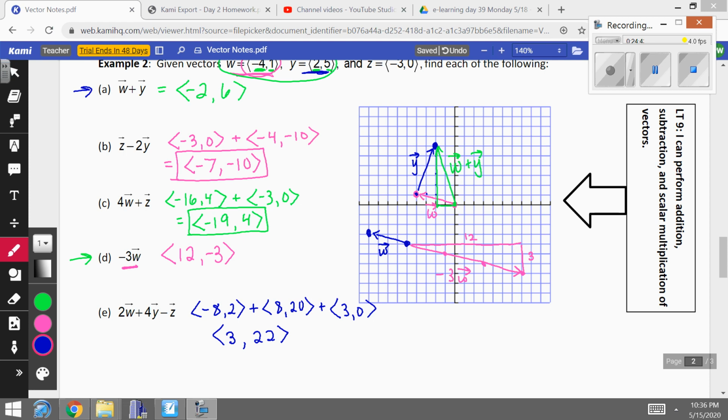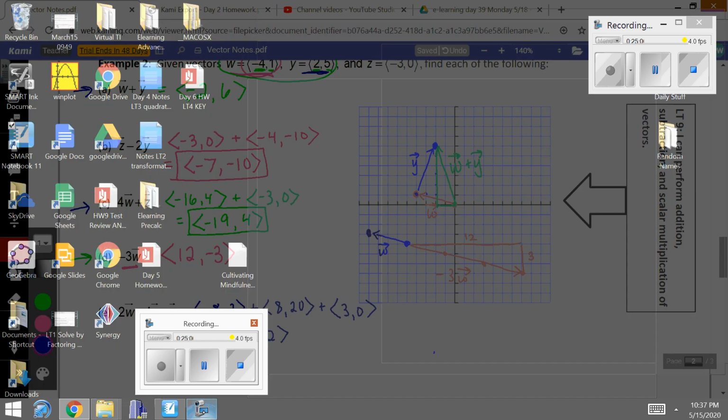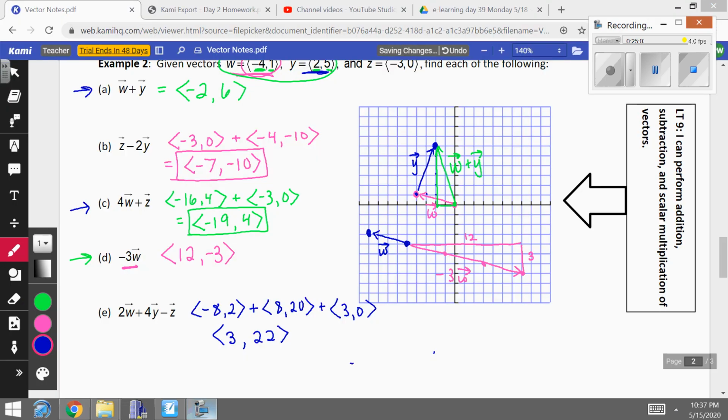All right, I filled in my answers for these couple here. If I did 4 times W and then added on Z, we should have gotten negative 19 and 4. And then I filled in the rest of these, so 2W and 4W, and I did negative 1 times Z. So I added that positive 3, 0, and we should have gotten 3, 22.